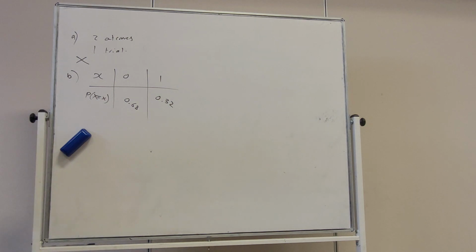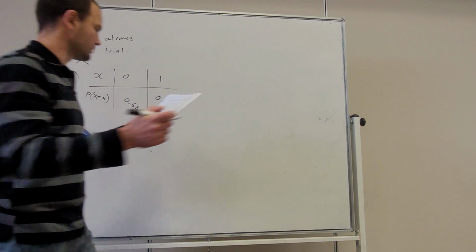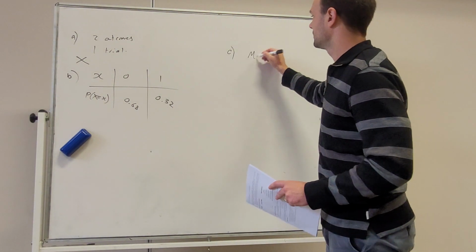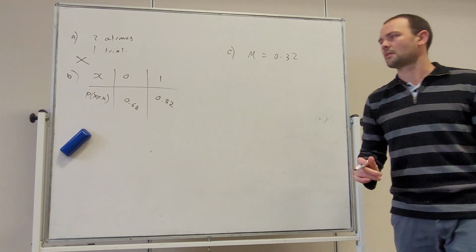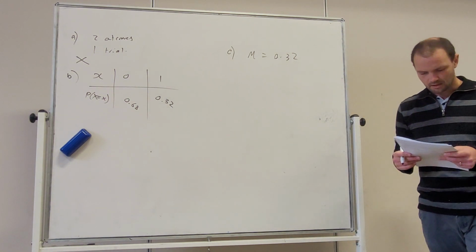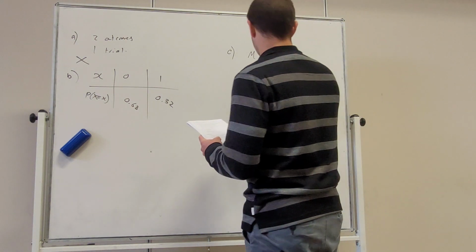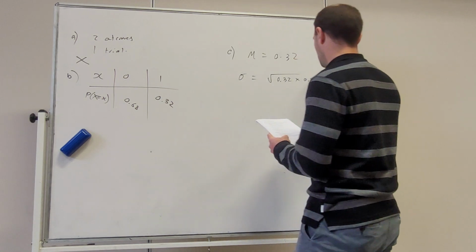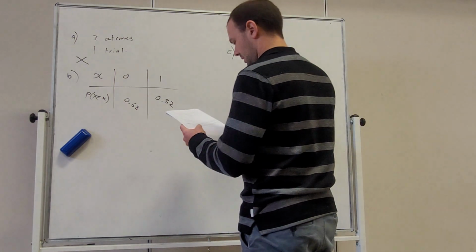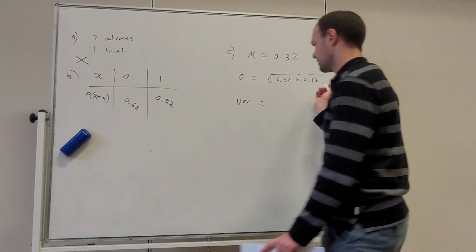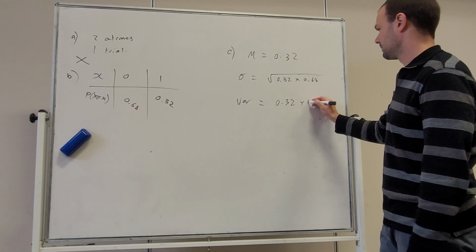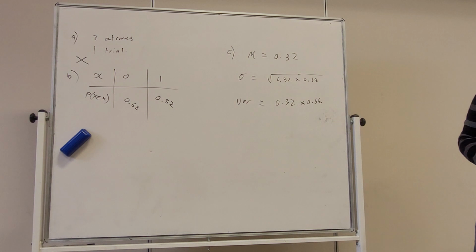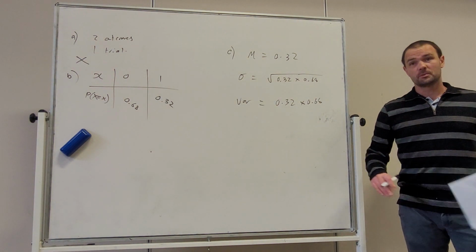All right, find the mean, standard deviation, and variance of the Bernoulli probability distribution. So part C, the mean is E of X is equal to P. All right, P is the probability of success, so the mean is 0.32. The standard deviation is the square root of P times Q. And the variance is the standard deviation squared, so just P times Q. I don't have my calculator on me, I've lent it to another student, so you can evaluate those, plug them in. And that's it, that's Bernoulli distribution.